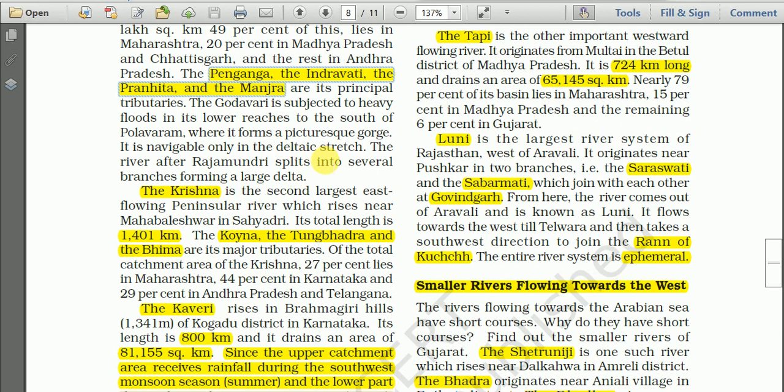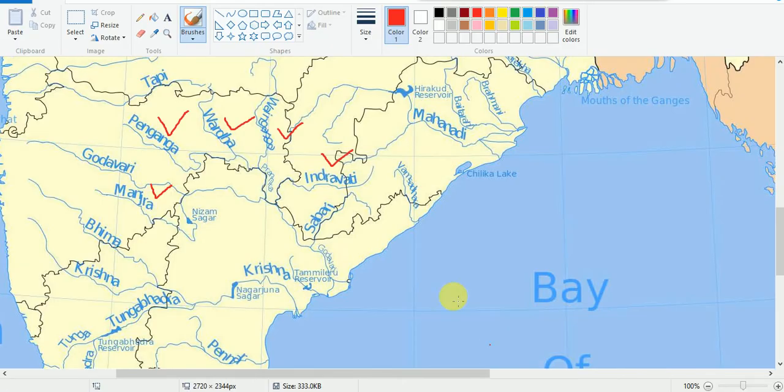So Godavari is subjected to heavy floods in the lower reaches to the south of Polavaram, where it forms a picturesque gorge, and it is navigable only in the deltaic stretch. The river after Rajahmundry splits into several branches, forming a delta. That means this river also forms a big delta here. Just see here, different distributaries are formed here, thus forming a big delta.